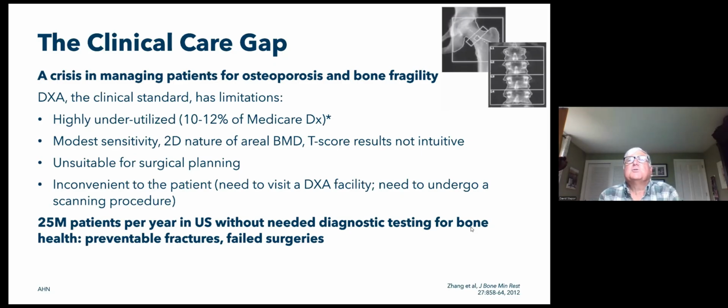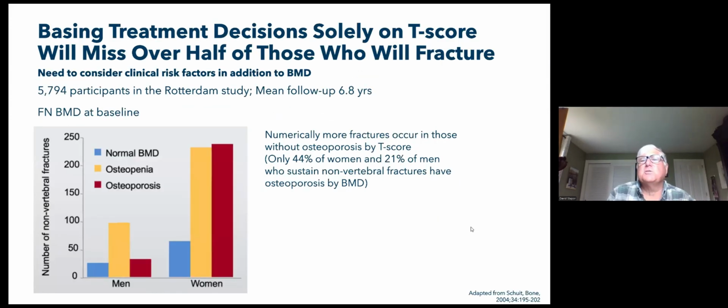Again, modest sensitivity because it's 2D, it measures area, so the T-score results are not intuitive. It's unsuitable for surgical planning, and it can be inconvenient to the patient to visit a DEXA facility, particularly after having sustained a fracture, though it doesn't take a lot of time to do the test. There are at least 25 million patients per year in the US without needed diagnostic testing for bone health. Basing treatment decisions solely on T-score and DEXA scan will miss over all those who will fracture. And again, we talked about one of the reasons that DEXA may not be quite sensitive enough in some circumstances to talk about bone health, but there are other factors to consider when you're talking about bone health and osteoporosis.